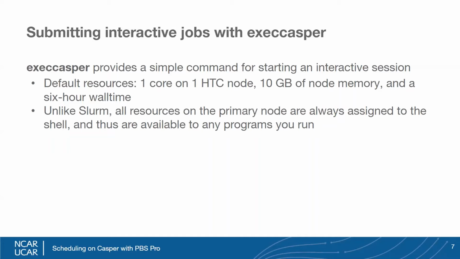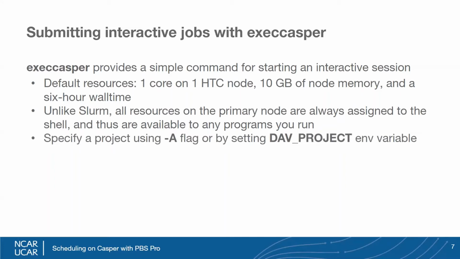So any program that you run in your shell, which will be a sub-process of that shell, will have access to all of the resources in there. Obviously, that's only on the first node that your job is running on. So if your job spans multiple nodes, you'll need to use MPI to get access to all of the resources across the nodes if you want to have your program access that in its environment. But on a single node, you'll have access to all the resources in a shell.